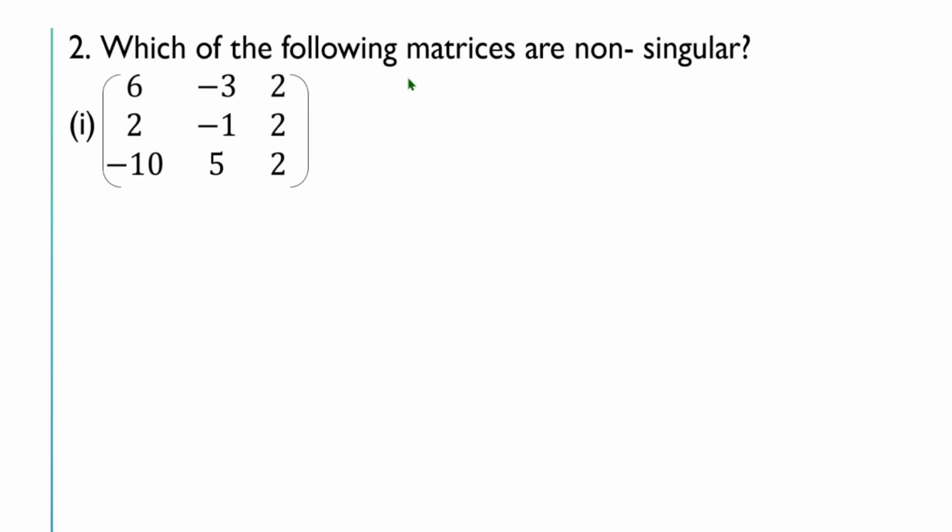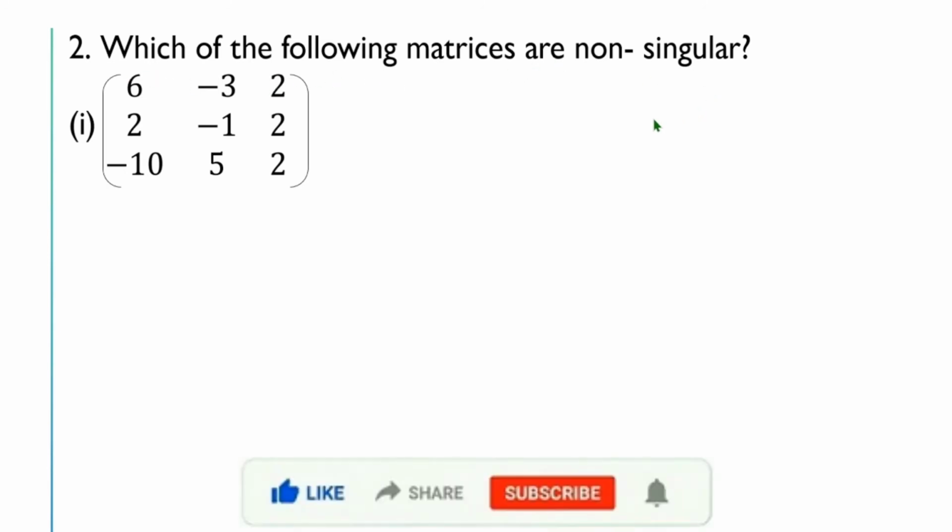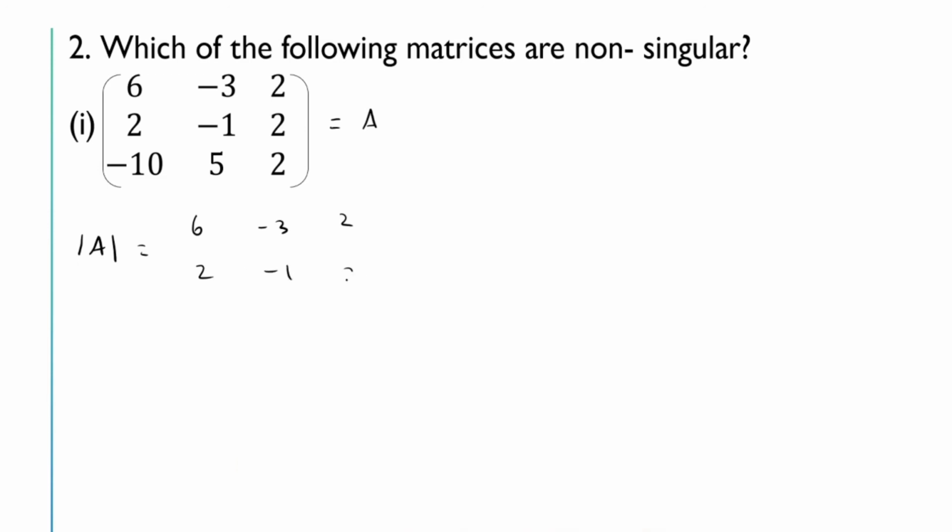Which of the following matrices are non-singular? So we have to check whether the determinant is equal to 0 or not. If it is equal to 0, then it is singular. Otherwise, it is non-singular. So let this be equal to A. Then determinant of A will be 6 minus 3, 2, 2 minus 1, 2, minus 10, 5.